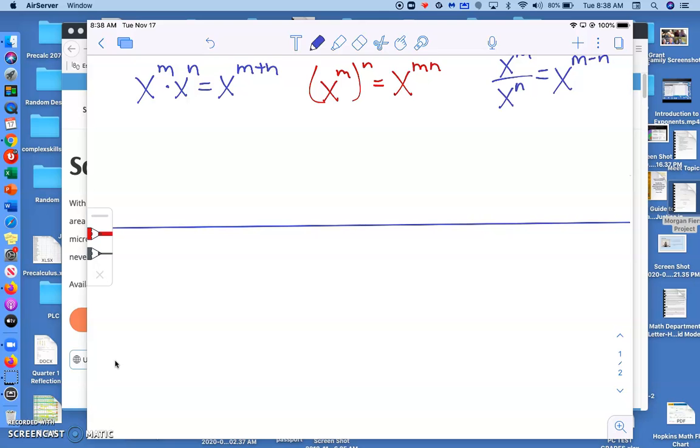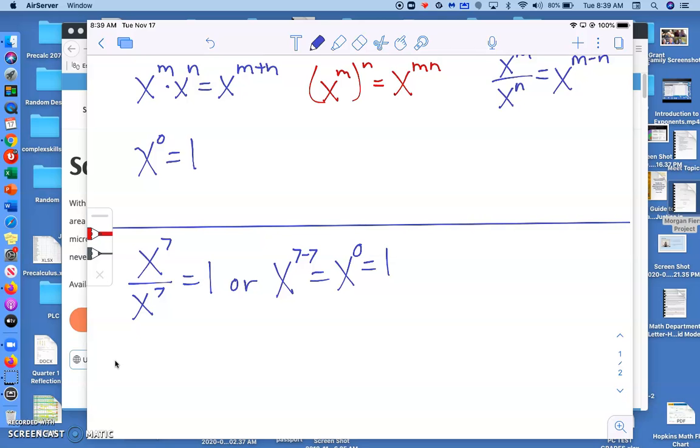But we're going to take a look at one: what if we had x to the 7th over x to the 7th? Well, we know that is equal to 1, because it's the same thing divided by the same thing. But we also know that our rule is to subtract. So x to the 7 minus 7, which is x to the 0, is 1. So we know anything to the 0 power has to be 1.